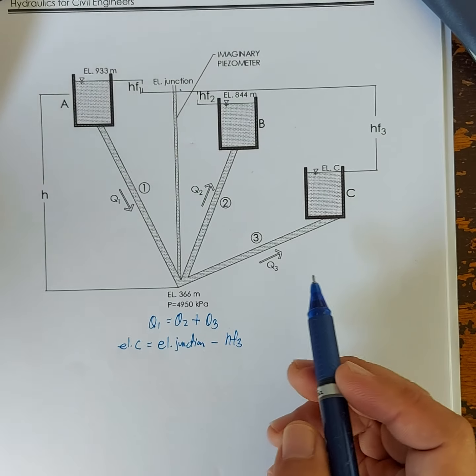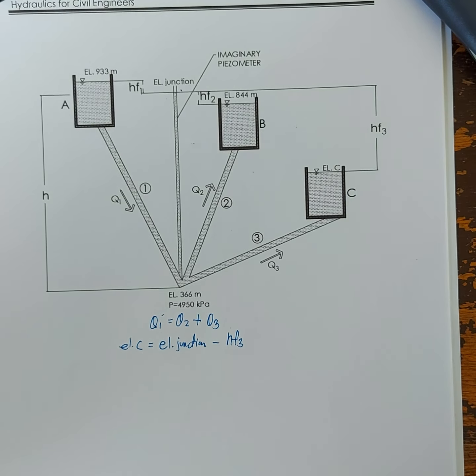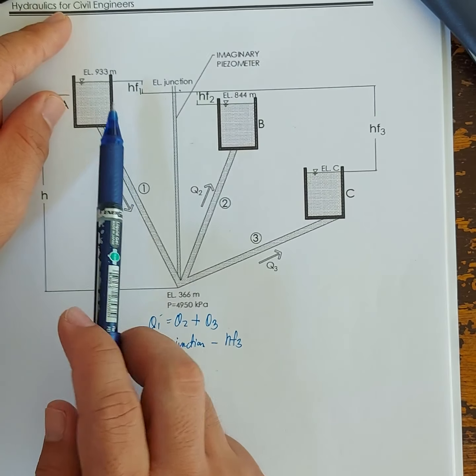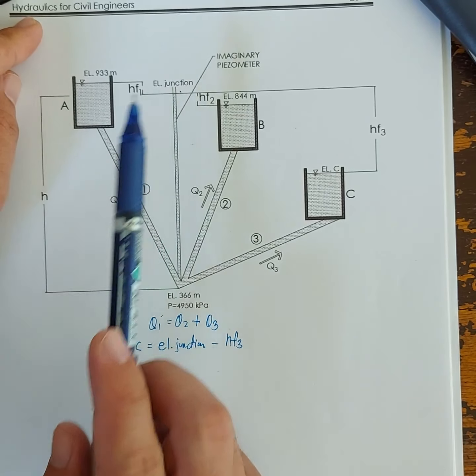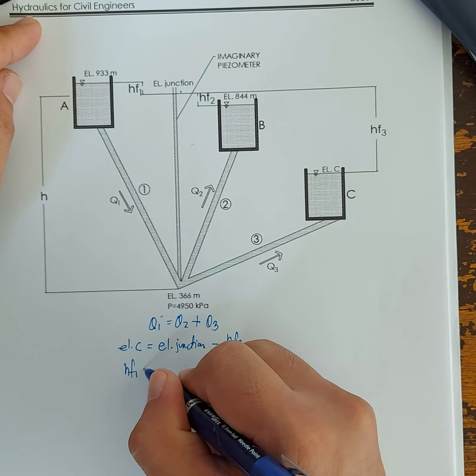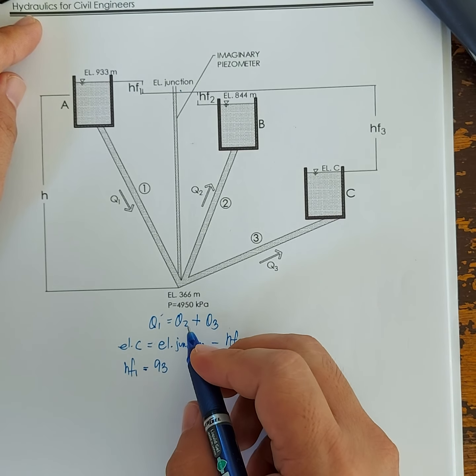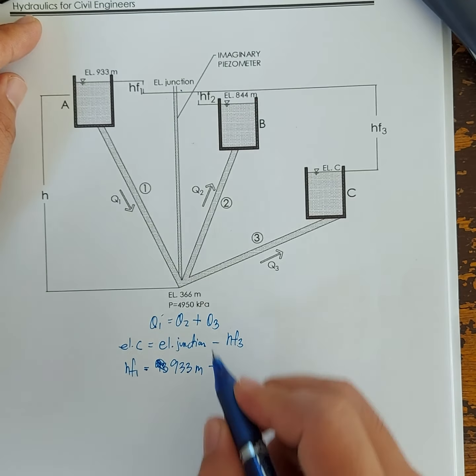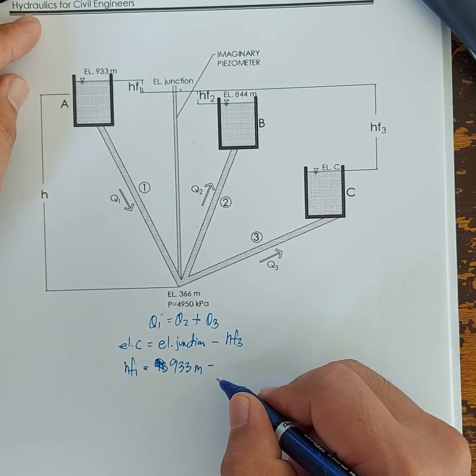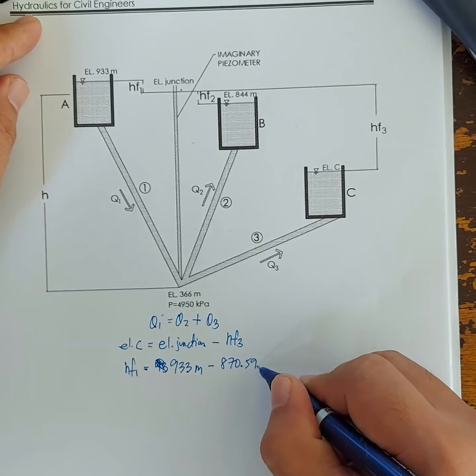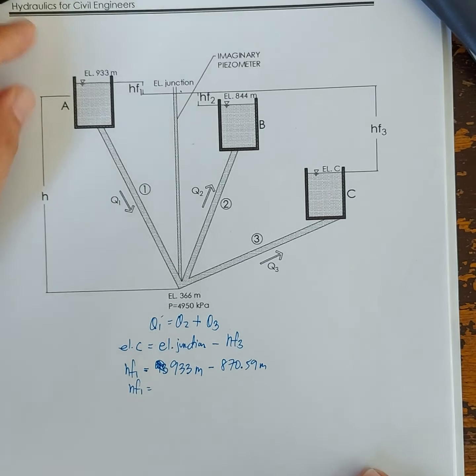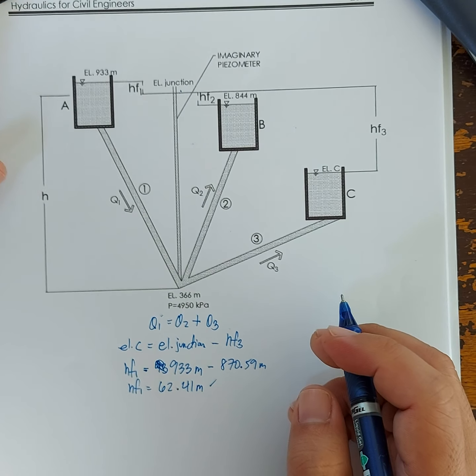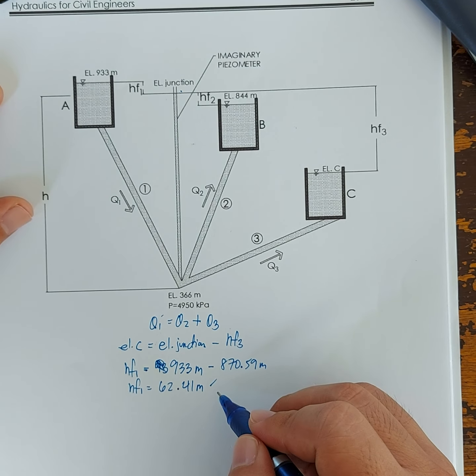Okay, so can we actually solve those values? What do we need to solve for the discharge? Let's start with pipe 1. To know the discharge in pipe 1, we need to know the value of HF1. What is HF1? The difference in elevation between A and the junction. HF1 is simply equal to 933 meters minus the elevation of the junction, that is, I forgot, what was it? 870.59 meters. So HF1 is equal to 62.41 meters.